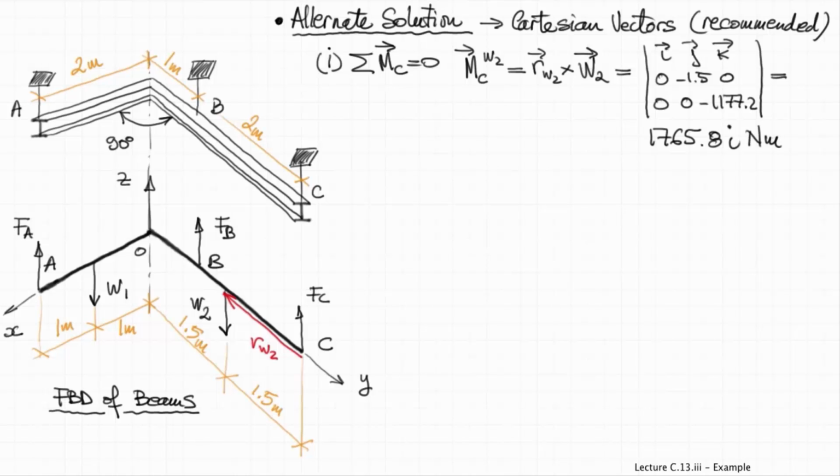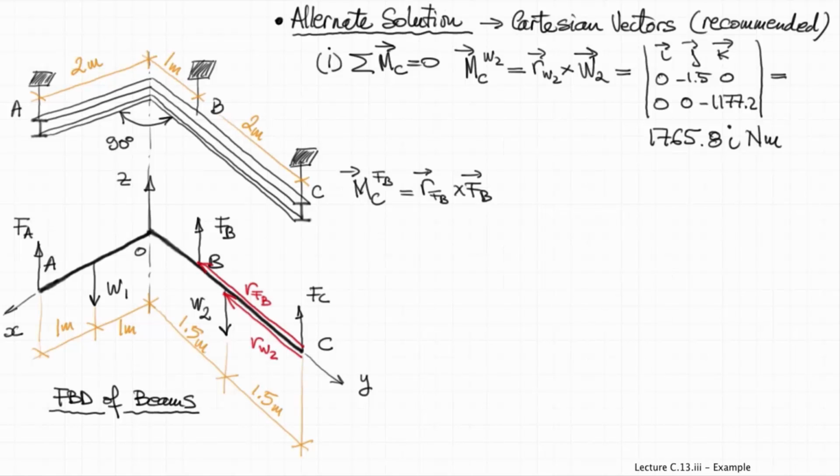And if we now populate the determinant and expand it, we will end up with a value for this moment equal to 1065.8 i Newton meters. Then we go to the next force, which is the force at B.